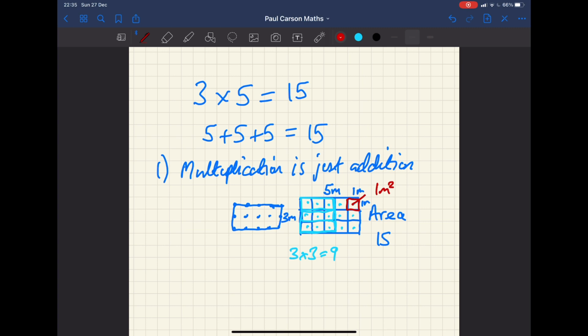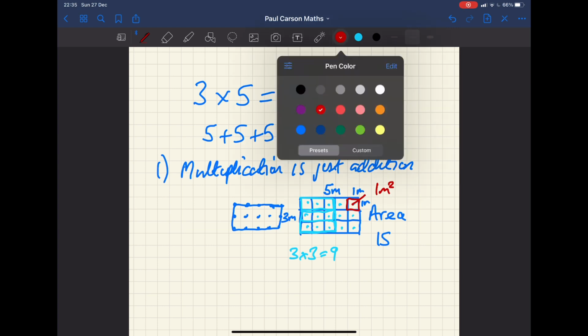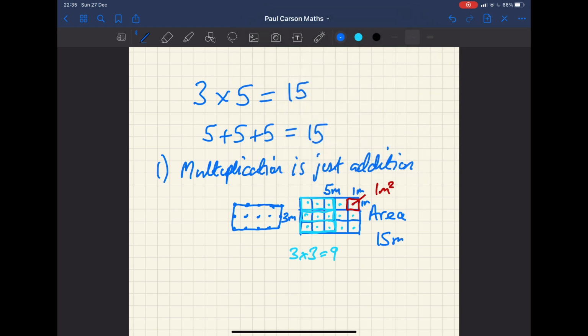That's what it is, a square meter or a meter square. And how many are there in this rectangle? 15. So that's why the area of the rectangle is 15 meter squares, because that's how many squares can fit into the rectangle.